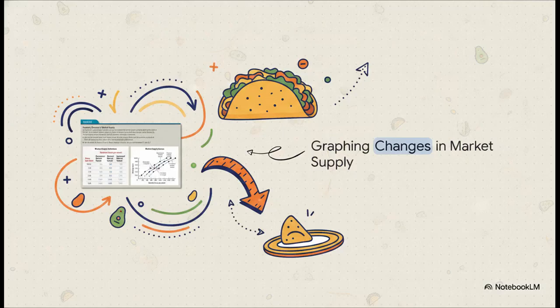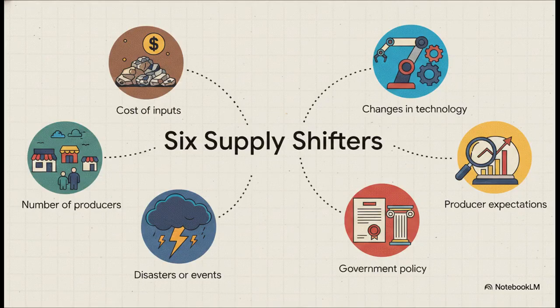So when an outside factor increases supply, the entire market curve physically moves over to the right. That means at every single price point, more tacos are available. On the flip side, a decrease in supply shifts that entire curve to the left. So what are these outside factors? They generally fall into 6 buckets.